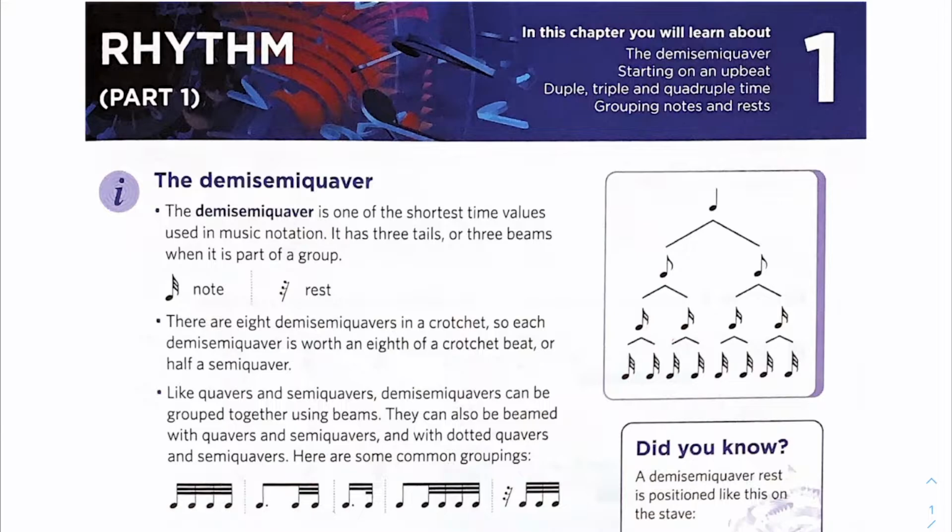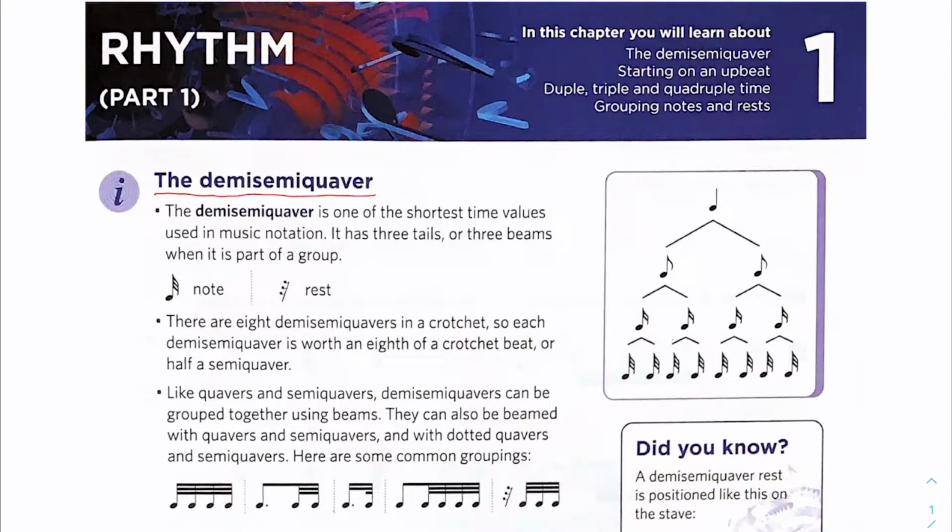Let's get started. Today we are going to start with Chapter 1. Chapter 1 is about rhythm. In this chapter you will learn about the demisemiquaver, starting on an upbeat, duple, triple, and quadruple time, as well as grouping notes and rests. Let's start with the demisemiquaver.